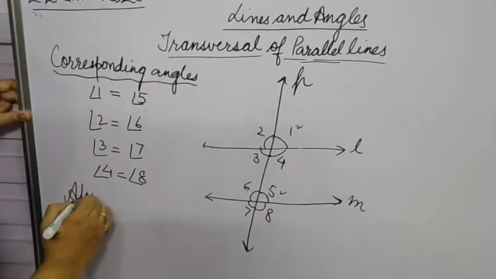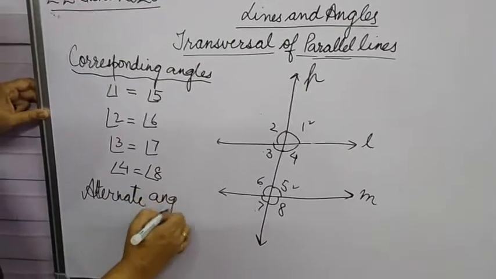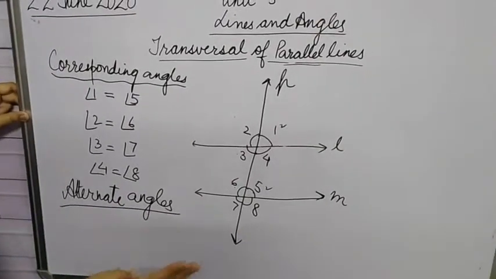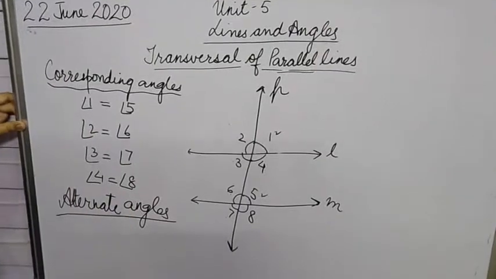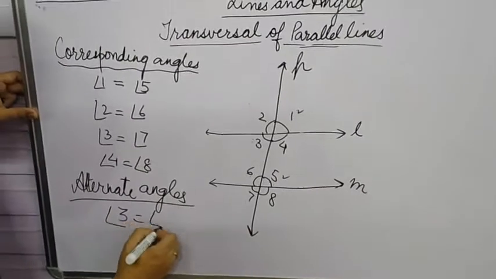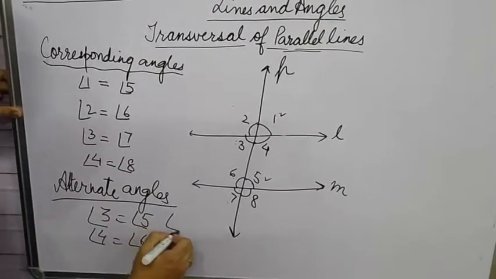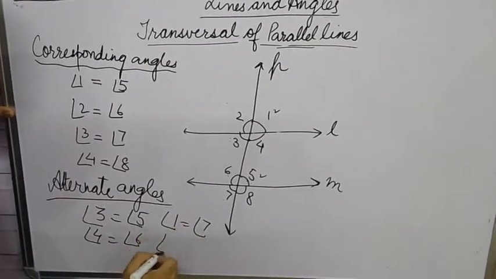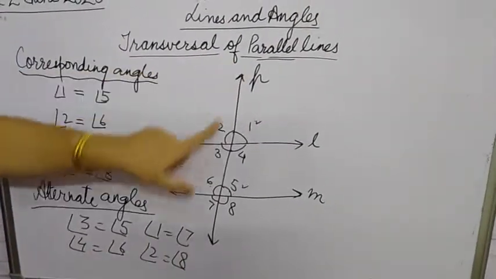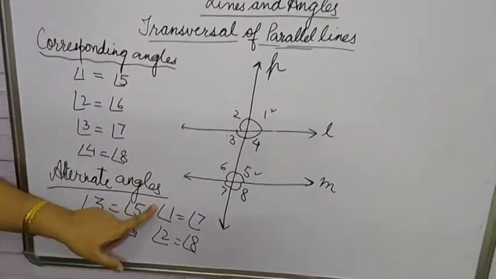Same is the case with alternate angles. Now if you remember, two types of alternate angles we had studied. Two pairs of alternate interior angles and two pairs of alternate exterior angles. Whenever lines are parallel, these pairs are also equal. Angle 3 is equal to angle 5, angle 4 is equal to angle 6, angle 1 is equal to angle 7, and angle 2 is equal to angle 8. Whenever lines are parallel and are cut by a transversal, corresponding angles are equal and alternate interior and alternate exterior angles are also equal.